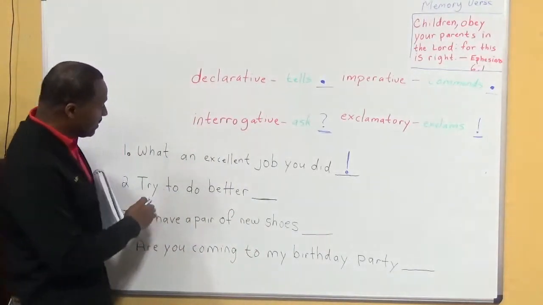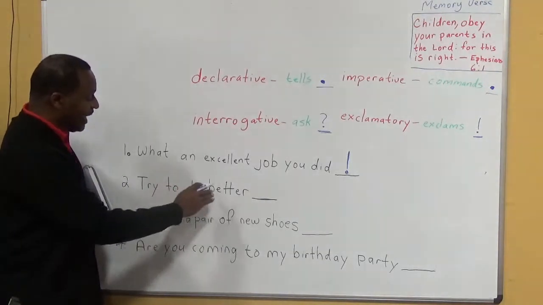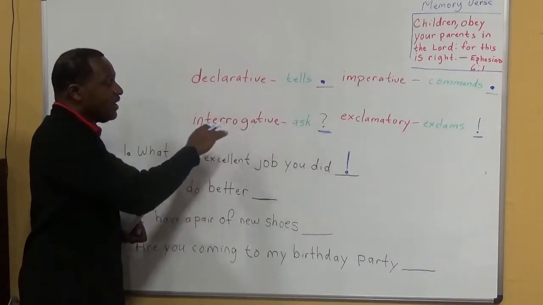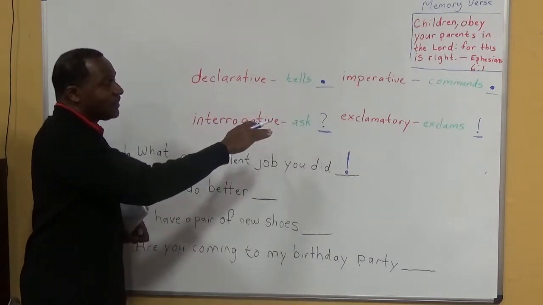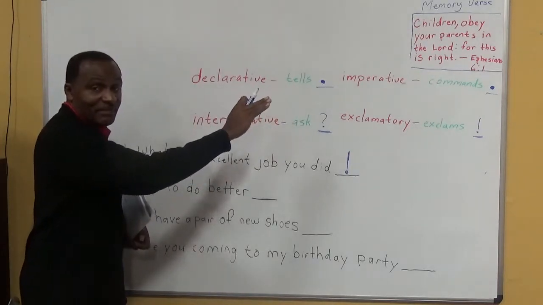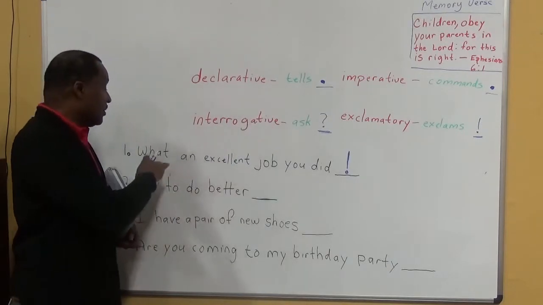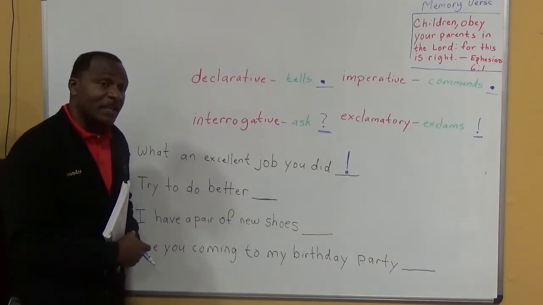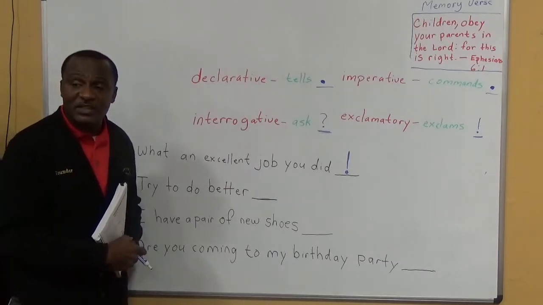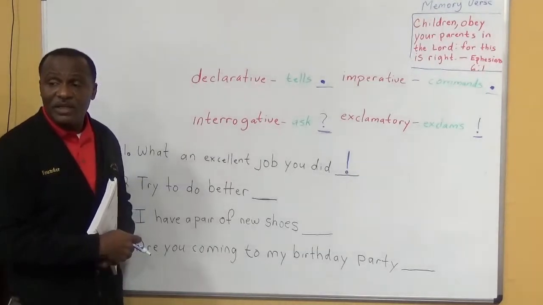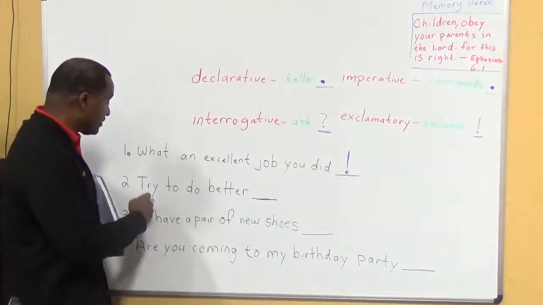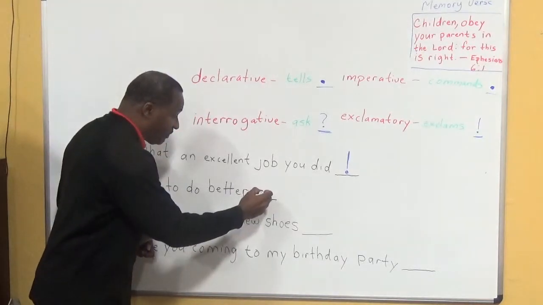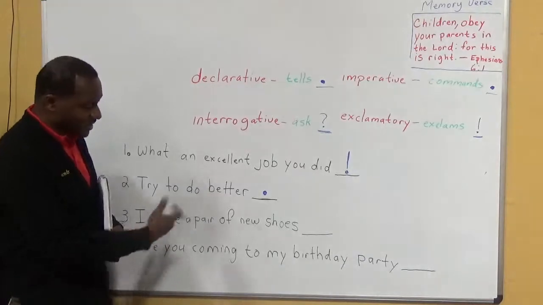Now, how about this one? Try to do better. Is that a declarative sentence, an imperative sentence, an interrogative sentence, or an exclamatory sentence? Is that a sentence that tells, commands, asks, or exclaims? Let's get Lanaya. It's an imperative, isn't it? It's telling us to do something. What is it telling us to do, Bryce? To do better, right? So try to do better. That means it's going to end with a what? Period. So we're going to put a period right there, at the end of this sentence.